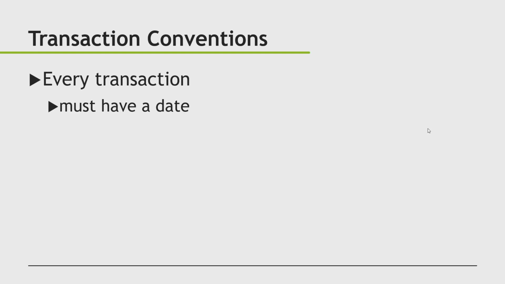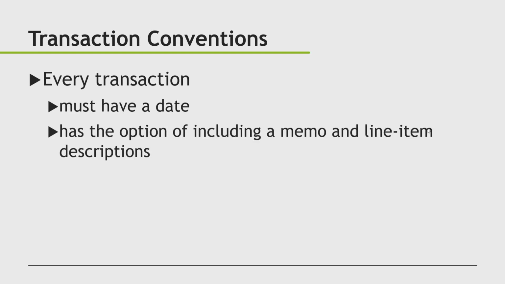Now, every transaction then has the option of including a memo and line item description. So this is an improvement from the previous version of Ledger, because you might remember that in the previous version, you could only do a memo for the entire transaction. That can prove to be a little restrictive for a lot of our users. So now, not only can you do a memo for the transaction as a whole, but you can also go through and individually have a description for each line item. And again, that can be very helpful to have.